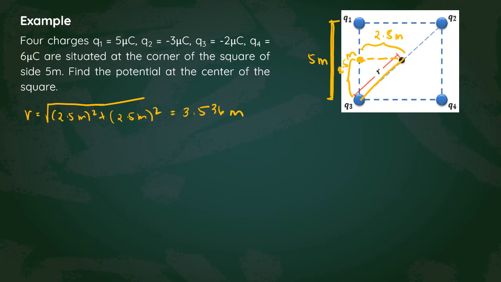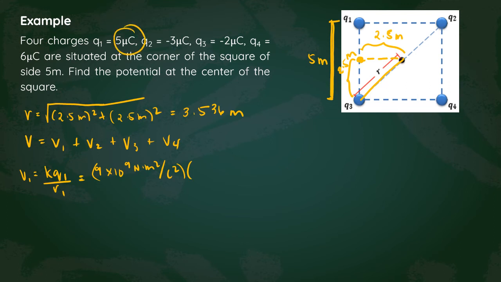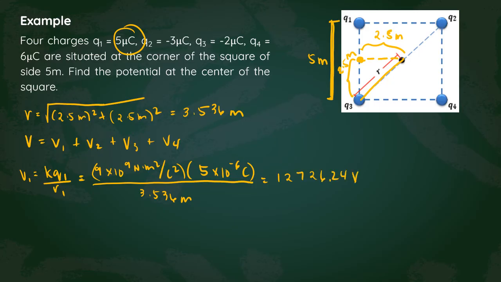So to solve for the total potential, the potential at the center of the square, V is equal to V1 plus V2 plus V3 plus V4. And V1 is equal to kQ1 divided by r1, which is 9 times 10 raised to 9 newton meter squared per coulomb squared, multiplied by the charge for Q1, which is 5 micro, so you can write that as 5 times 10 raised to negative 6 coulombs, divided by 3.536 meters. So our V1 is 12726.24 volts.